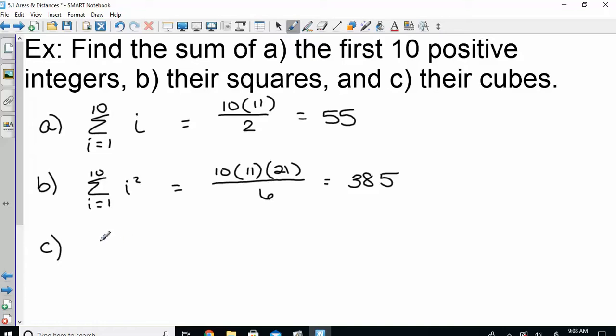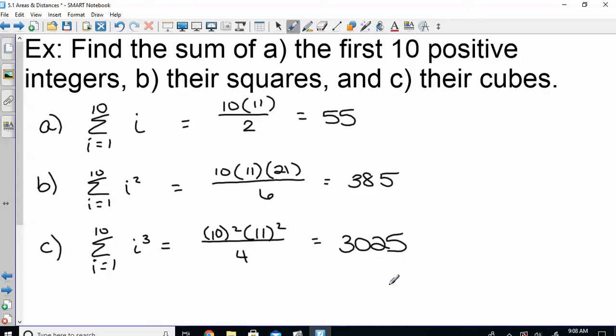Part C is their cubes. So we want the sum from i equals 1 to 10 of i cubed. So i cubed is n squared, so 10 squared, times (n plus 1) squared, so times 11 squared, over 4. 3,025. Are we okay with those?